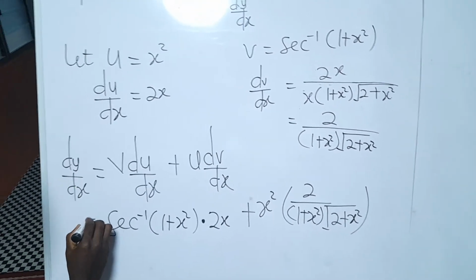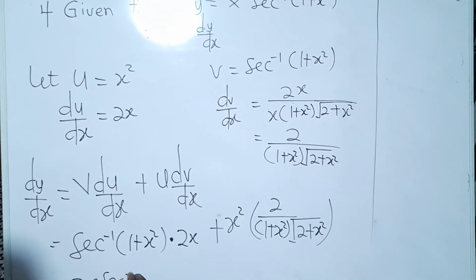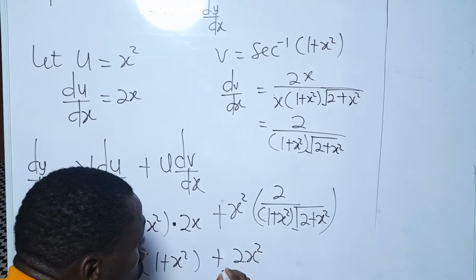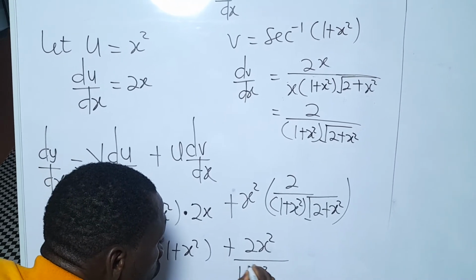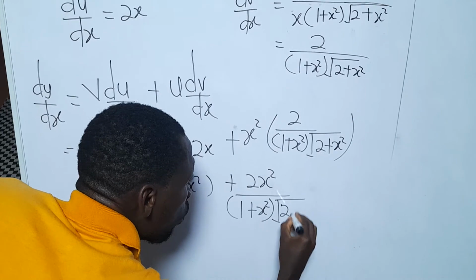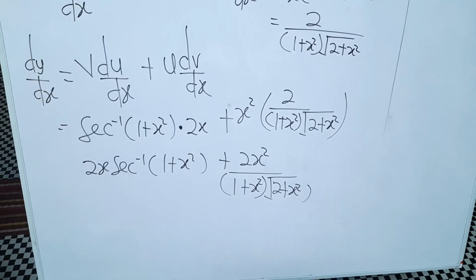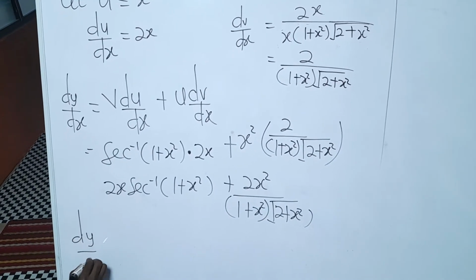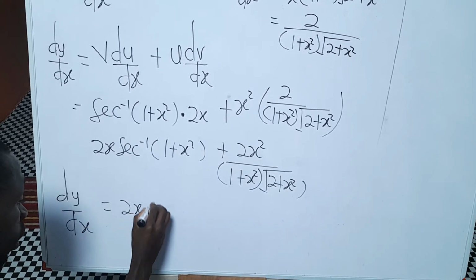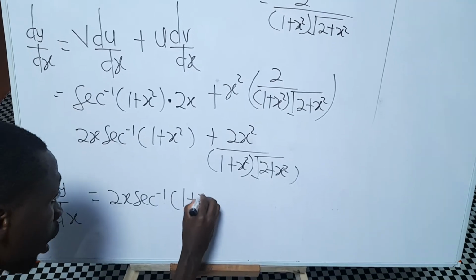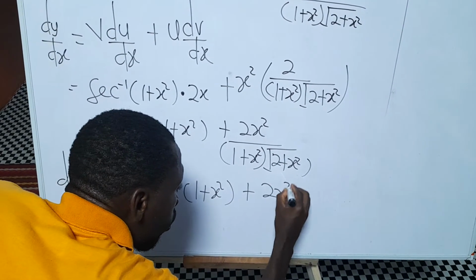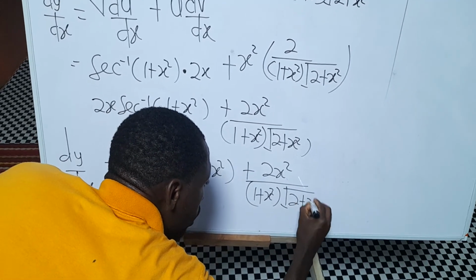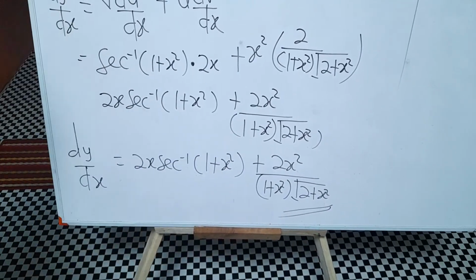Now we can polish that. We have 2x sec inverse of 1 plus x squared, then plus 2x squared over (1 plus x squared) root of 2 plus x squared. So our dy over dx is 2x sec inverse of 1 plus x squared plus 2x squared over (1 plus x squared) root of 2 plus x squared. I hope you get that.